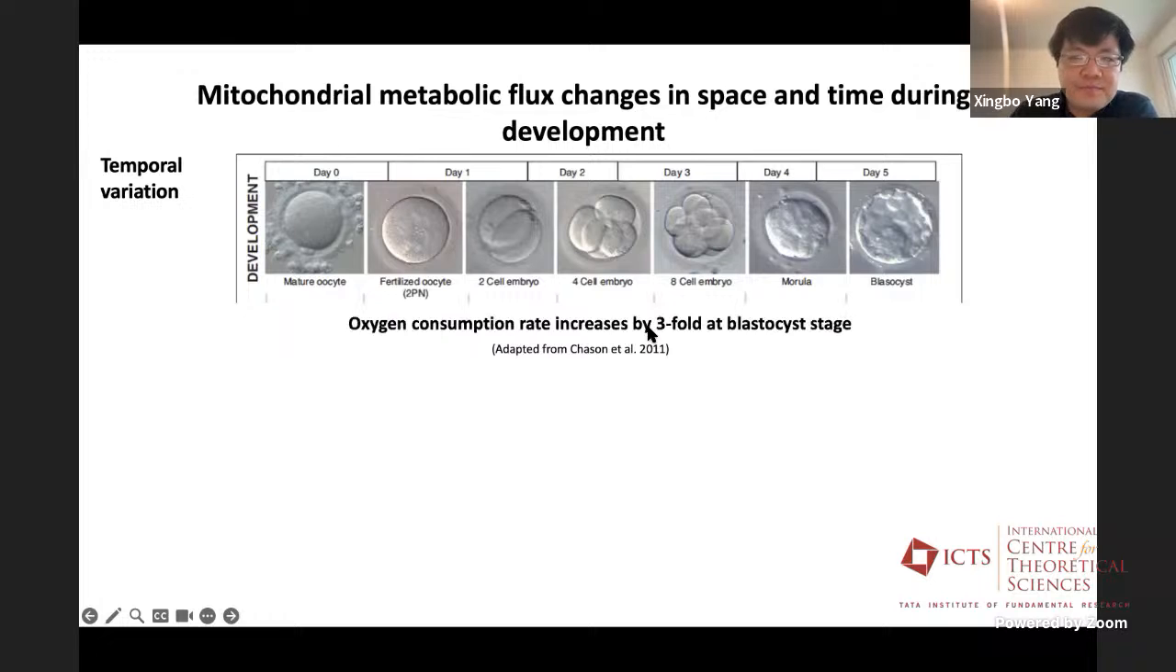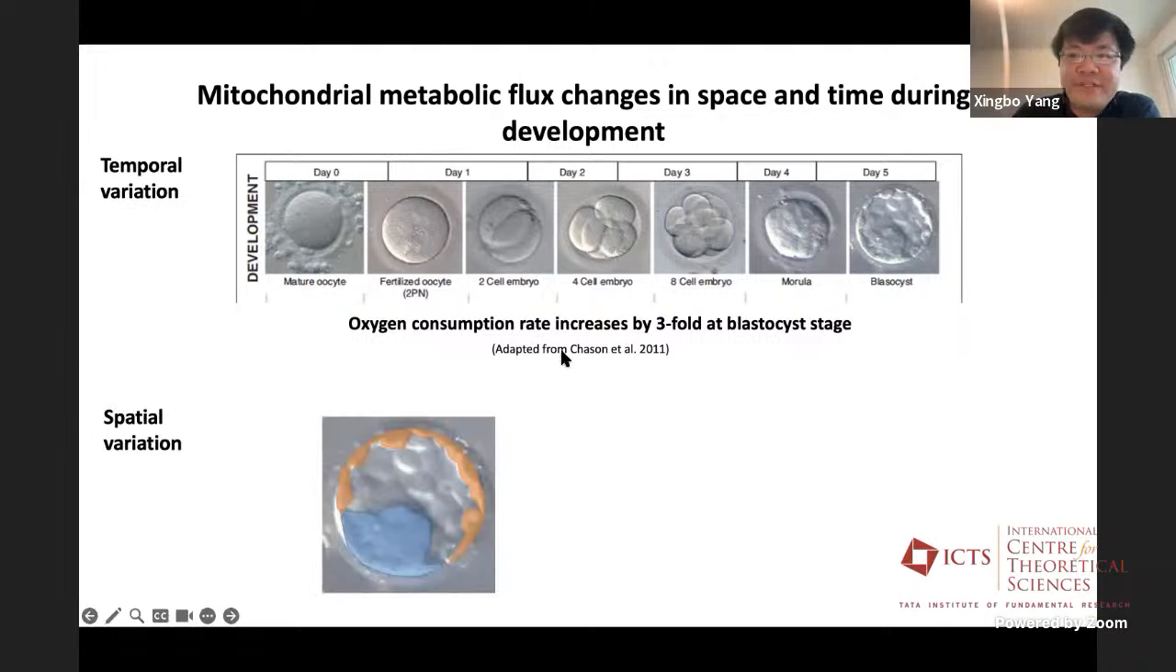If you measure oxygen consumption rate, which is how fast they're consuming oxygen, a very important metabolic rate for cells in general, that increases by 3-fold at the blastocyst stage compared to the early stage, for example, the 1-cell stage. That remains a mystery, because the cell volume is not changing. It's basically reductive division. You get more cells, but each cell gets smaller. You don't grow much in size, but oxygen consumption rate increases by 3-fold.